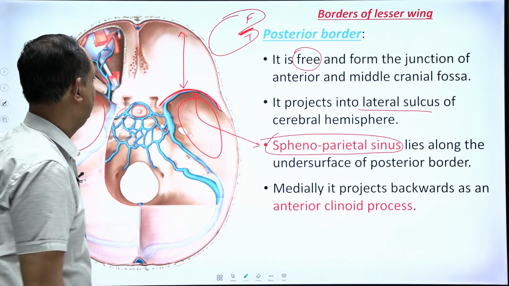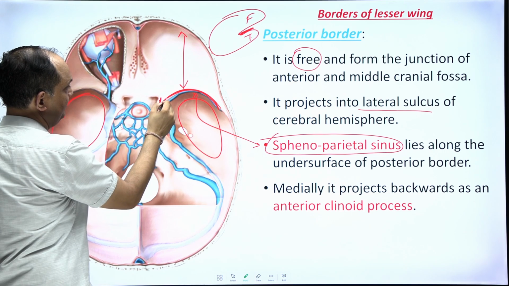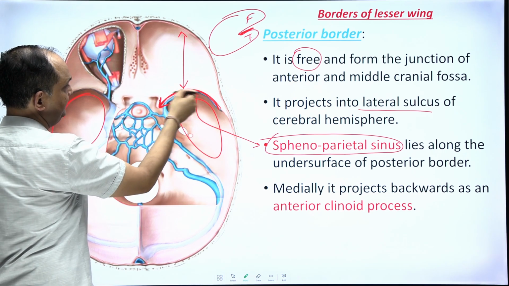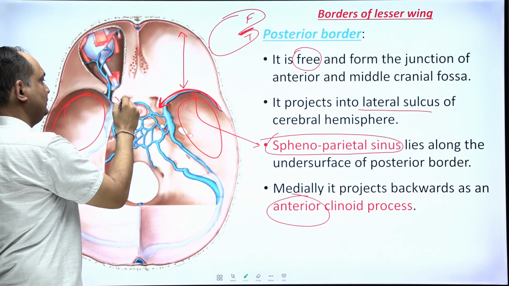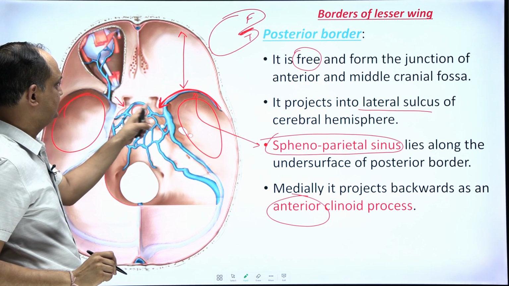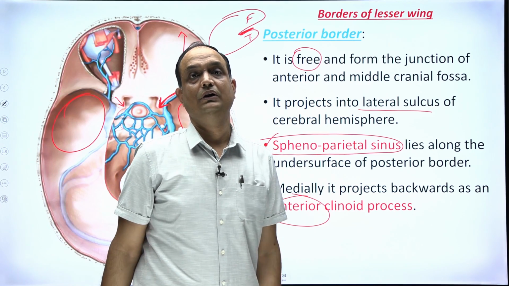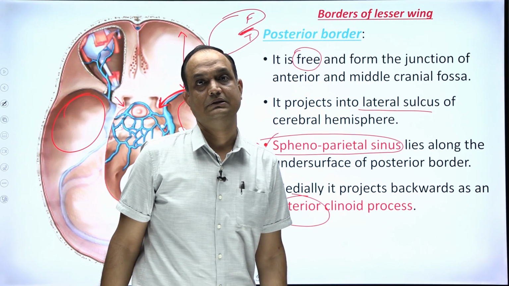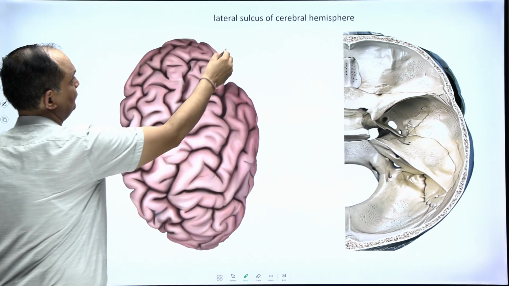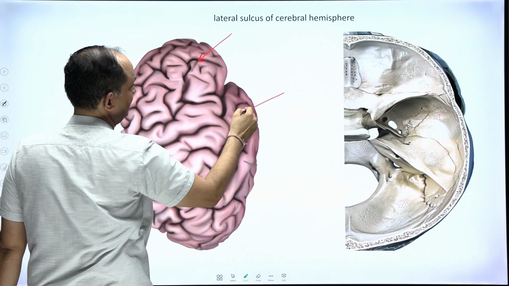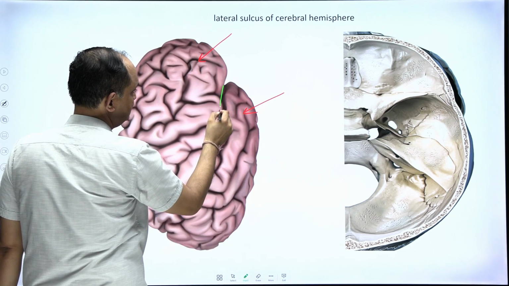Apart from that, this lesser wing gives a projection toward the midline, and these medial projections are known as the anterior clinoid processes. You have one projection on the right side and one on the left side, and these projections of the lesser wing are known as the anterior clinoid processes. Clear? Now in this image you can see this is your frontal lobe, this is the temporal lobe. Between these two lobes there is a space, and this is the sulcus.